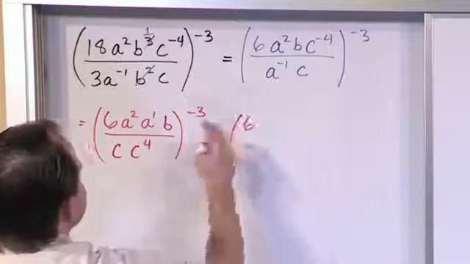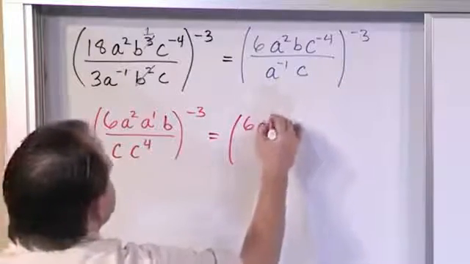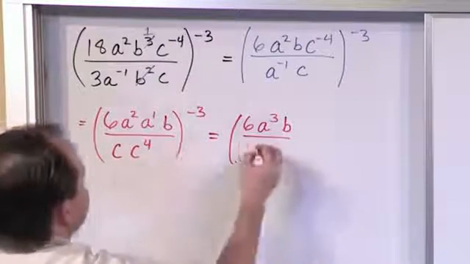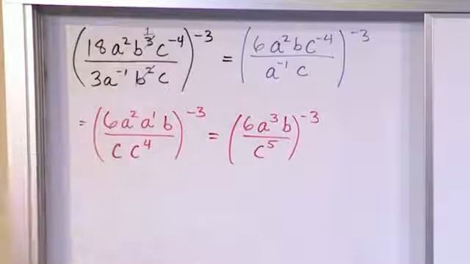In here I have a 6, I have a here and here, so I can add the exponent. So a cubed, I still have a b. On the bottom I have c's, and I can add the exponents, c to the 5th power, and I'm still raising it to the negative 3. So I have 6 times a cubed times b divided by c to the 5th power, all raised to the negative 3.